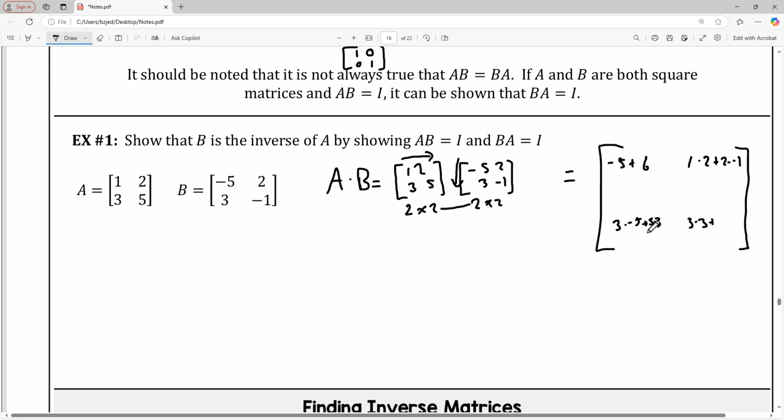Oops, sorry, not 3 times 3. That's going to be 3 times, second row, second column, 3 times 2 plus 5 times -1.